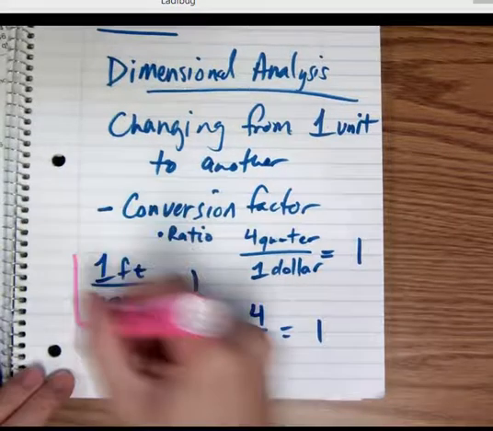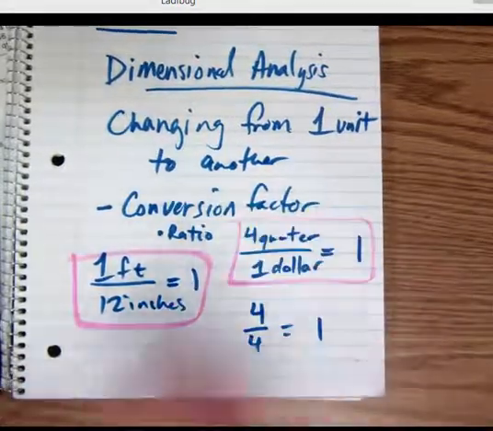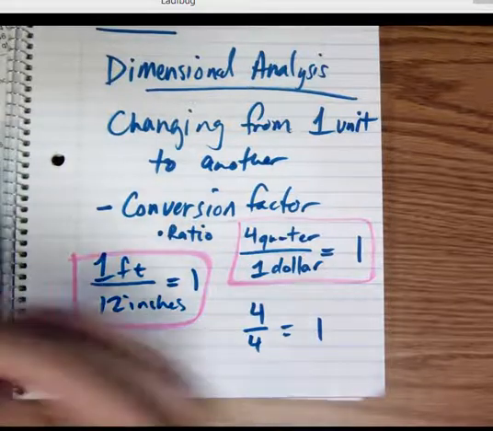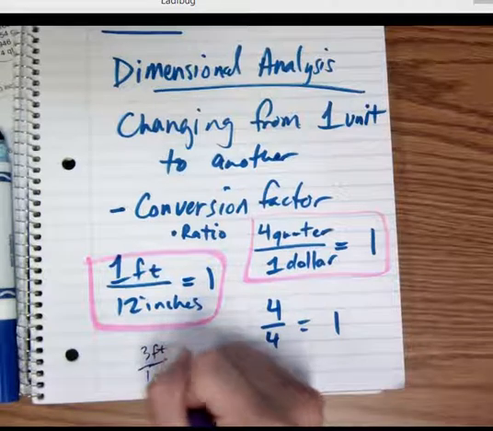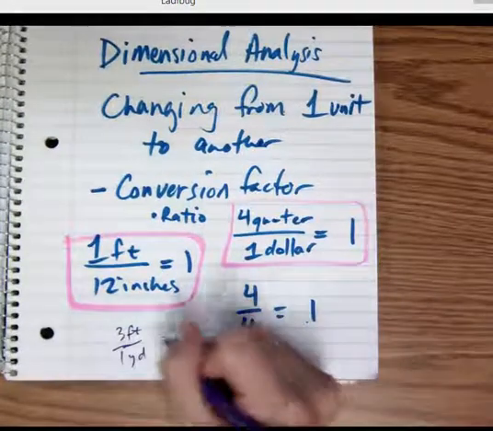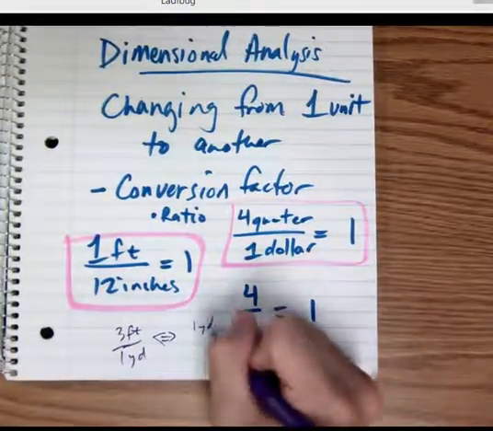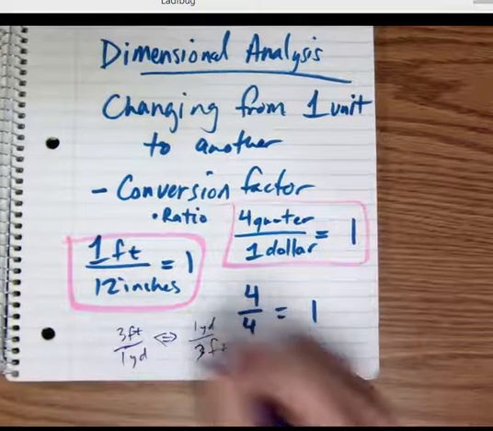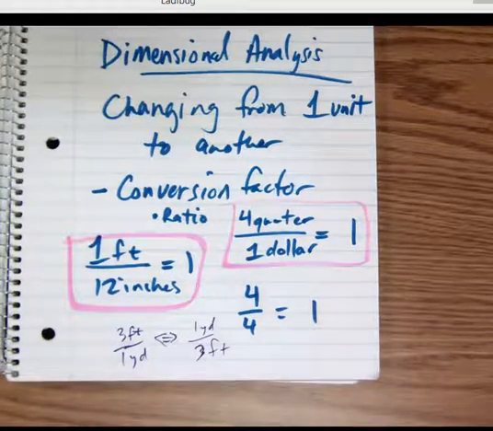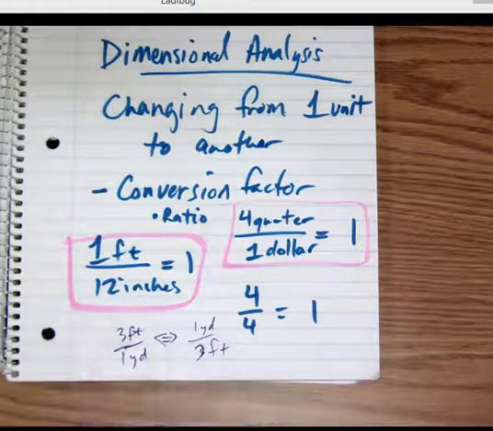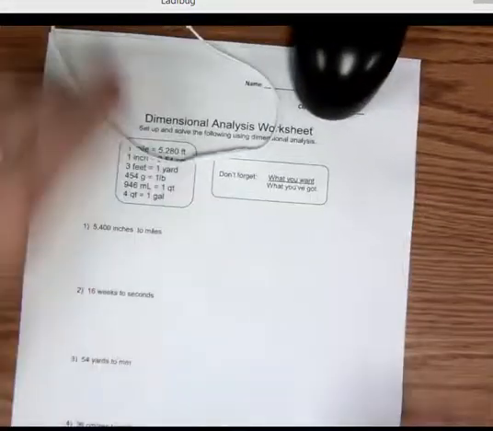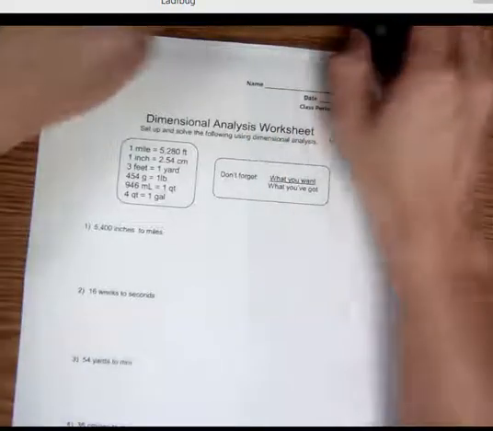You can probably think of a lot more. 3 feet is equal to 1 yard, which is the same thing as writing 1 yard is 3 feet. These are conversion factors. So when do you use which one? It depends on what you're given and what you are looking for. We have a couple of questions here to practice that before we get into the mole concept.